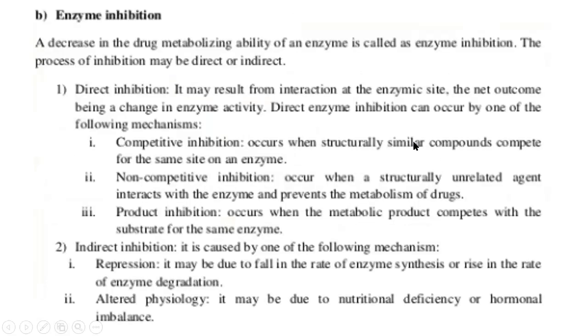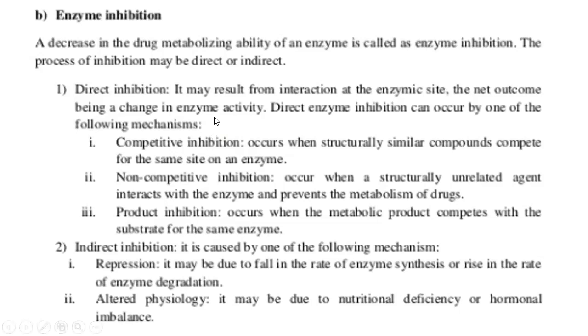Next factor is enzyme inhibition. A decrease in the drug metabolizing ability of an enzyme is called enzyme inhibition. The enzyme inhibitors are nothing but the drugs which will inhibit the enzymes which are involved in the drug metabolism. This may be either direct inhibition or indirect inhibition.